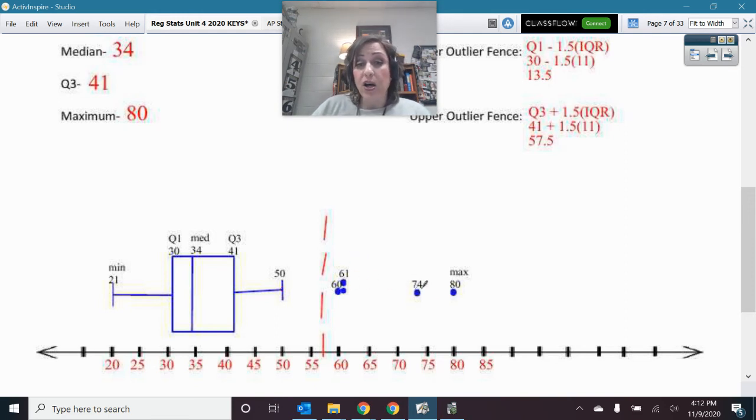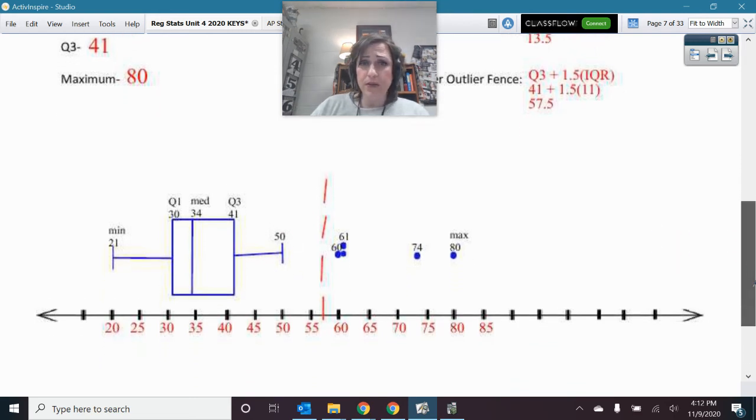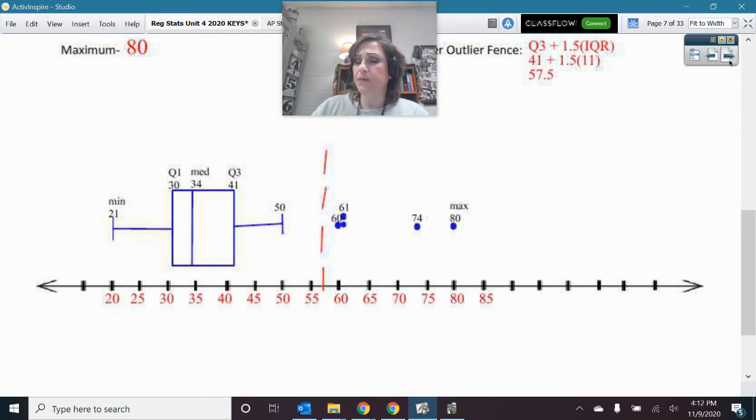Now look at all of this out here. I had those 5 upper outliers, and they are all labeled. I had 60. I had 2 61s, so I stacked them on top of each other, a 74 and an 80. And there you go. Label everything, including where that whisker went, just inside the fence, okay? So there you go. Everything is labeled. That's how you make a box plot.